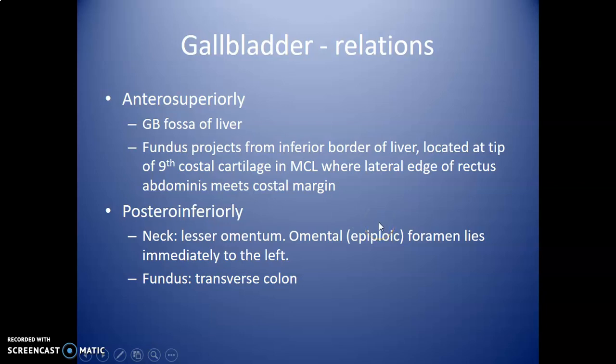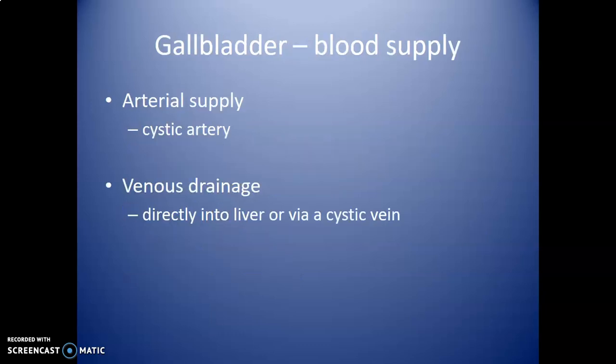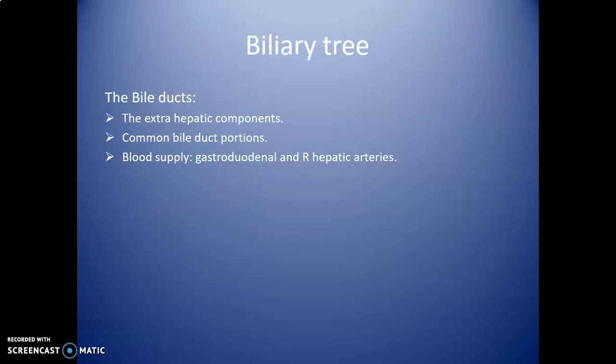What are the posterior inferior relations of the gallbladder? The neck is related to the lesser omentum and the omental foramen, which is the epiploic foramen. This foramen lies immediately to the left. And then posterior inferiorly, the fundus is related to the transverse colon. What's the blood supply of the gallbladder? Supplied by the cystic artery, from the right hepatic artery, and drained via the cystic vein or directly into the liver.